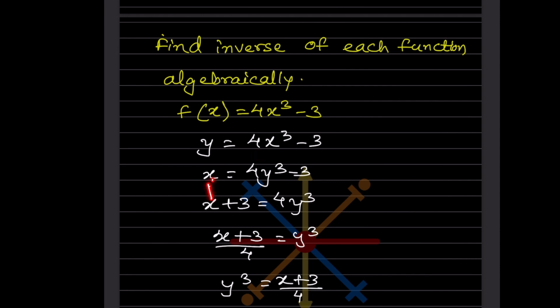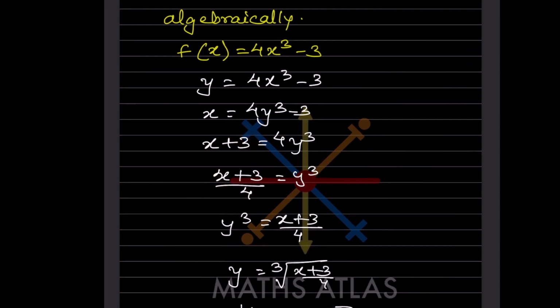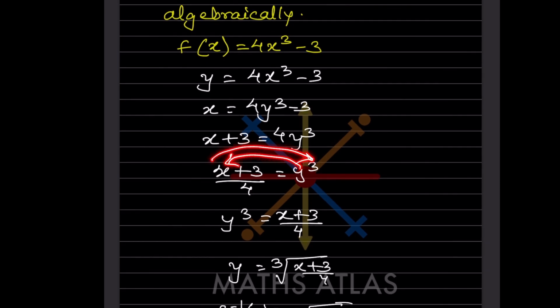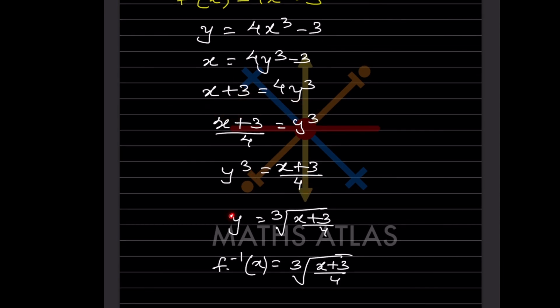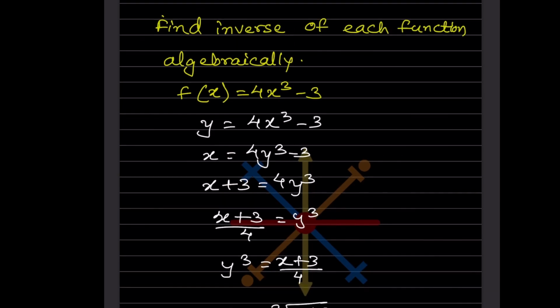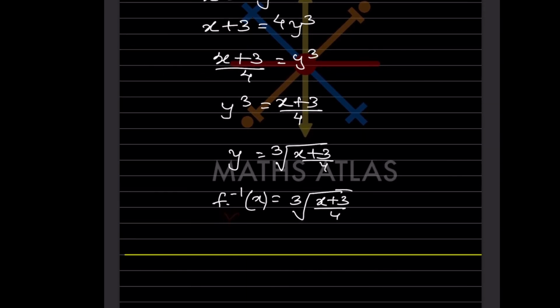So now here is x, and this minus 3 will go on this side, that will be plus 3. That is, here will be 4y cubed, and x plus 3 as it is. Now this is multiplication, so it is going to get divided: y cubed is x plus 3 divided by 4. So we want the value of y. Because this is y cubed, y will be the cube root of this part. So now we want the inverse of it, so we will write f inverse of x is this. So this is the answer.